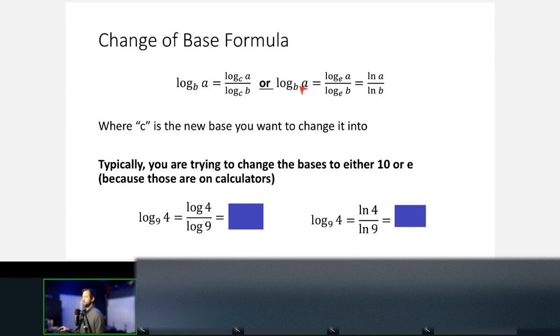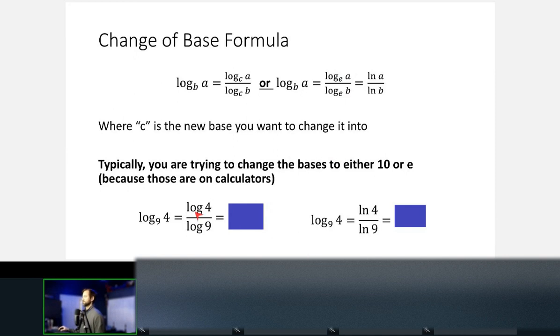Or we could rewrite it as natural log. So instead of using log base b of a, we could make log a base of e. So log base e of a over log base e of b. And remember, log base e is the same thing as writing natural log.